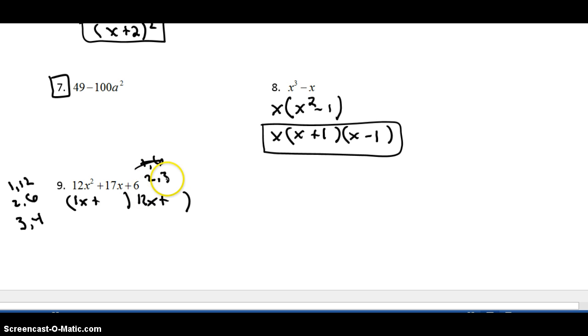So now I'm going to try the 2 and the 3. So I'm going to put the 2 here and then the 3 here. Now you can kind of see where this is leading. All right? If the 2 and the 3 work here, then I'm done. If not, then I got to switch the 3 and the 2. And then if that doesn't work, then I cross off 1 and 12 and start that whole process off again with 2 and 6. All right?